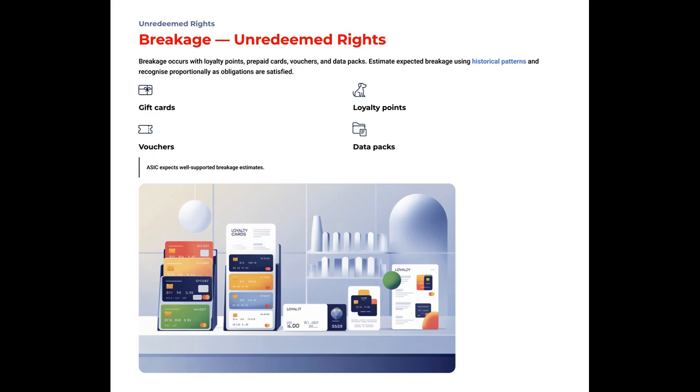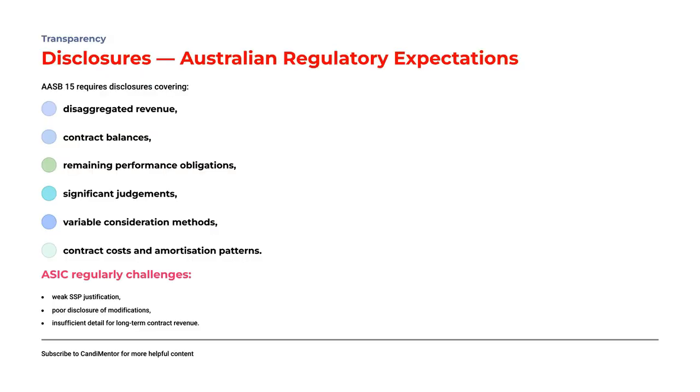Breakage. Unredeemed rights. Breakage occurs with loyalty points, prepaid cards, vouchers, and data packs. Estimate expected breakage using historical patterns and recognize proportionally as obligations are satisfied. ASIC expects well-supported breakage estimates.